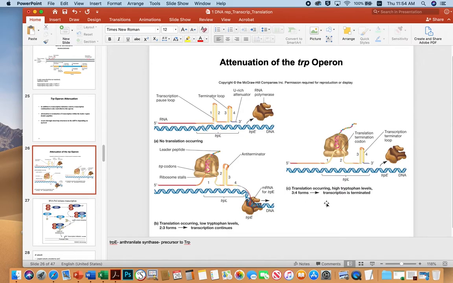Now, if we look at the opposite situation, translation is occurring under high tryptophan levels. So in this particular case, the ribosome is moving along and moving along quickly, right? Because there's high tryptophan levels. And as a result of its pace, it quickly covers up regions 1 and 2, which then allows the 3-4 loop, the terminator loop, to form. And that boots the RNA polymerase off of the DNA, and therefore transcription is terminated.